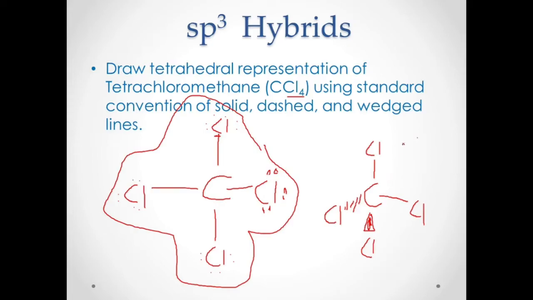Okay, so this will now be the representation for the 3D or three-dimensional structure of the tetrahedral for the molecule carbon tetrachloride. But don't forget your lone pairs for each of the chlorine. Okay, so don't forget about that, because lone pairs are very important.